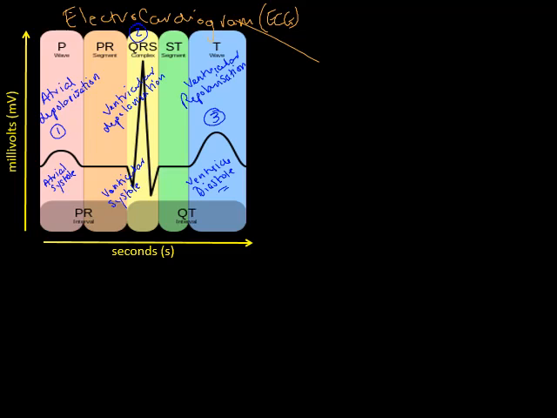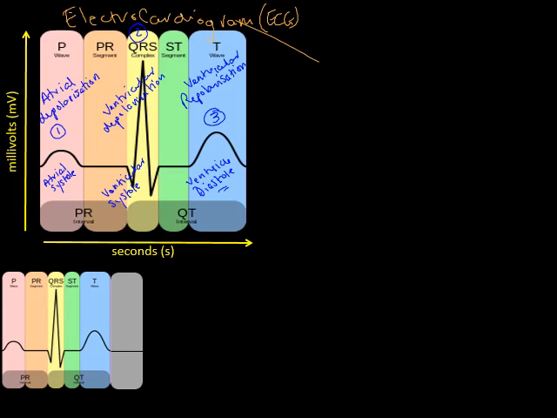Now you can see the T wave is actually a bit longer in seconds than the P wave number 1, and that's because repolarization of the ventricle wall takes a little bit longer compared to the depolarization of the walls of the atria and also the ventricles.